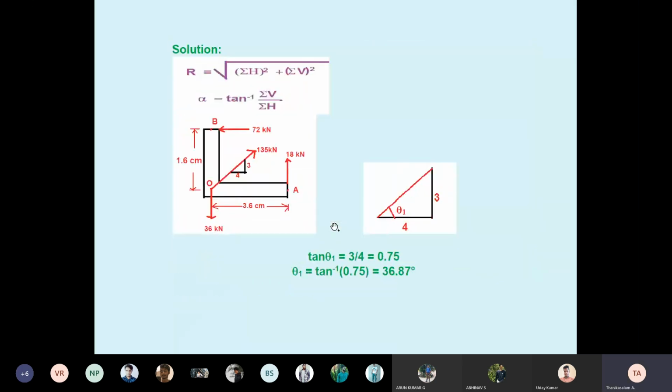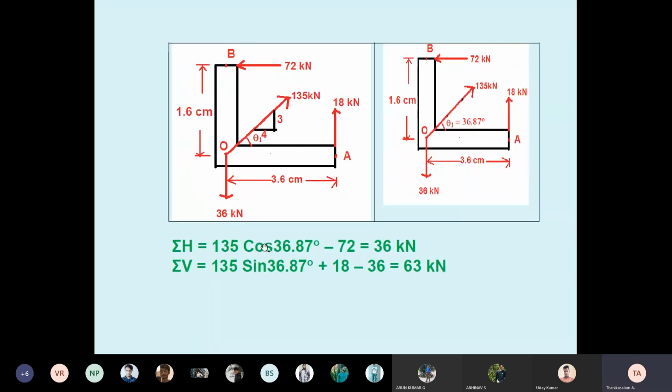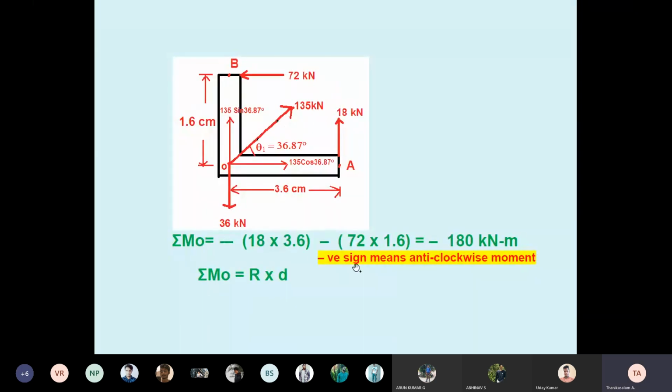So we know Varignon's theorem, the formula already given, no? M naught equals R into d, resultant into distance. What does Varignon's theorem say? Resultant force moment equals individual force moments. See here, these are the individual forces' moments. So as per the concept, individual force moment equals resultant force moment.